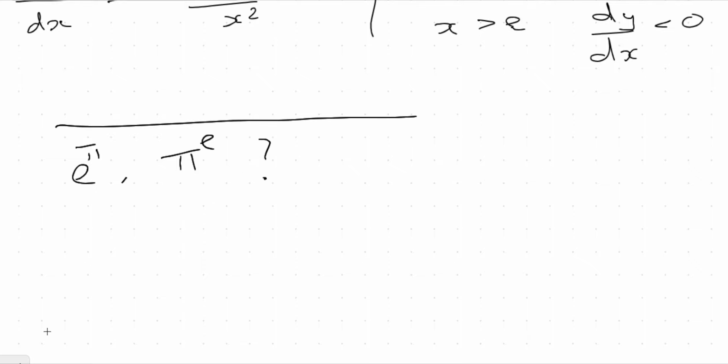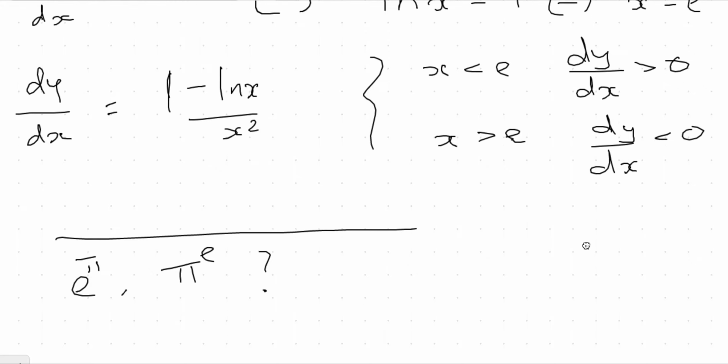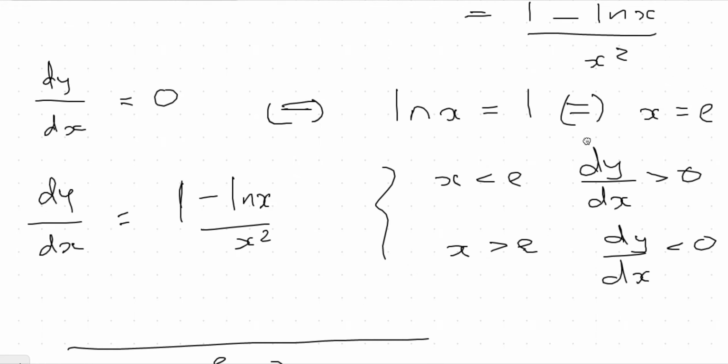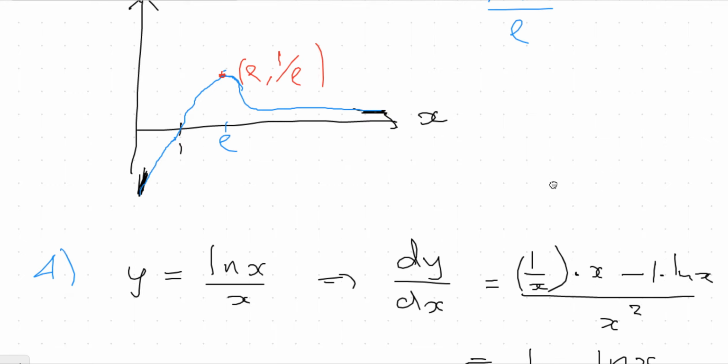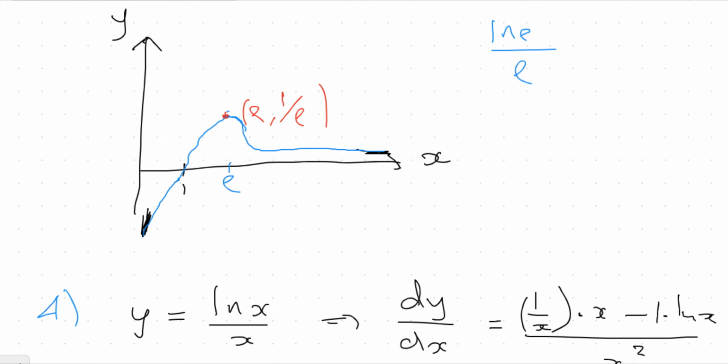Now, feel free to pause and come back for a walkthrough. Great, so e to the pi and pi to the e. This is a hence question, so the last thing we did here was work out the graph, so it's got to be something to do with the graph. Okay.